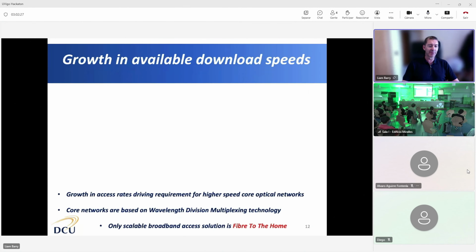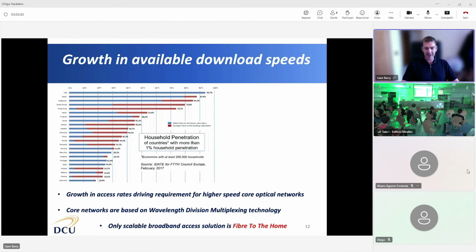So the only really scalable solution to broadband access is having optical fiber installed to people's homes, because optical fiber has massive available bandwidth, and you can keep growing the data rate capacity that you deliver to people's homes by having fiber installed. This is a nice graph here from the European Union. It shows fiber penetration back in 2017.